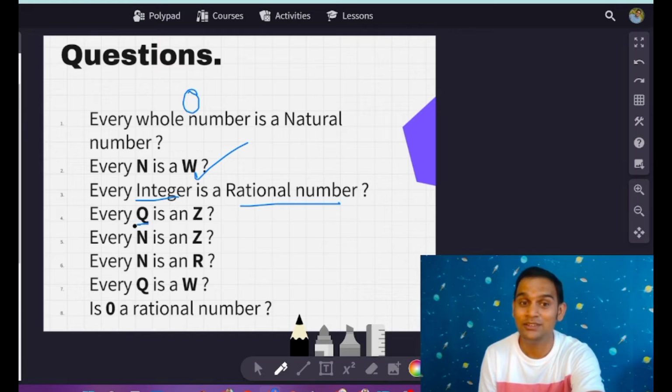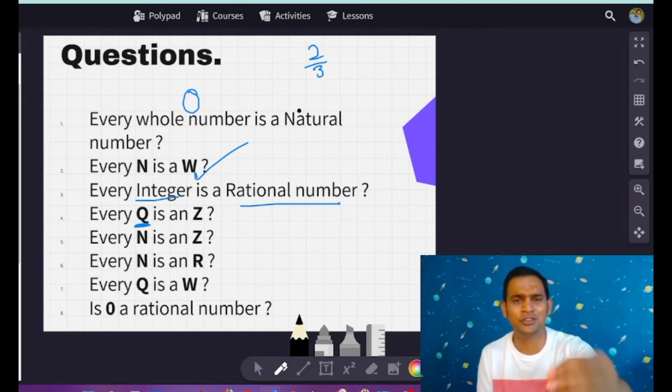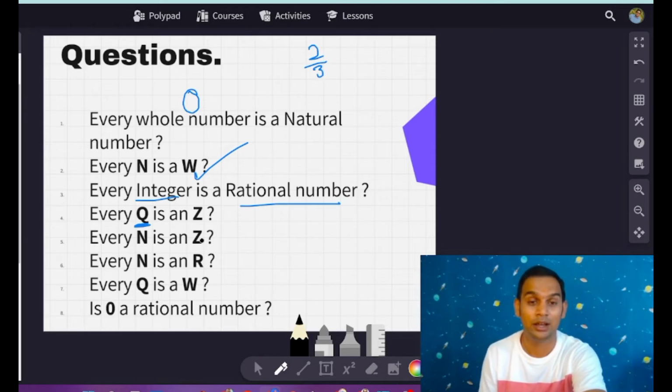Now, can we say that every rational number is an integer? Absolutely not. You can take an example, 2 by 3. It's a rational number, but is it an integer? No. After this discussion, I'll tell you one important thing, which is very important in this type of question.